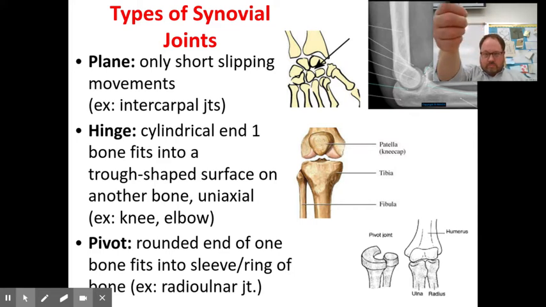Okay. So that's the radio-ulnar joint. So that's the joint between the radius and the ulna. Again, you can rotate around there.